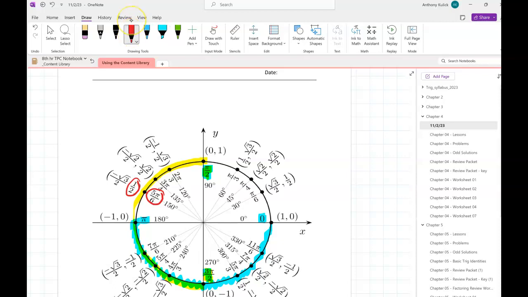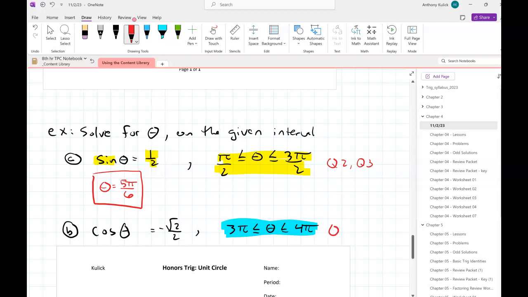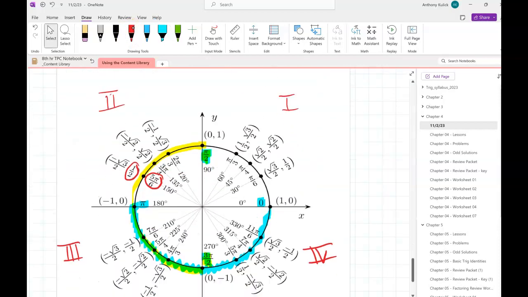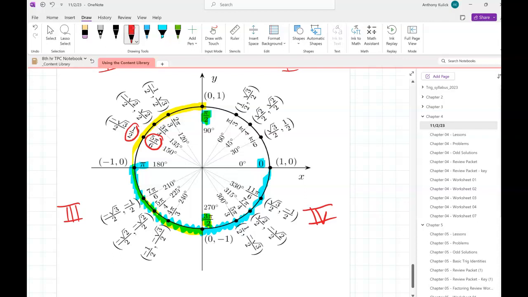What quadrants am I covering there? 3 and 4, right? Again, the quadrants are named counterclockwise. What coordinate should I be looking at? X, not y, because it's cosine. And what value of x am I looking for? Negative root 2 over 2. So I'm looking in quadrant 3 and 4 for the place where the x coordinate is negative root 2 over 2. There's only one place where that happens, at 5 pi over 4.